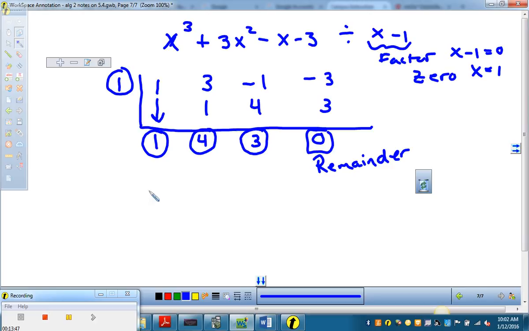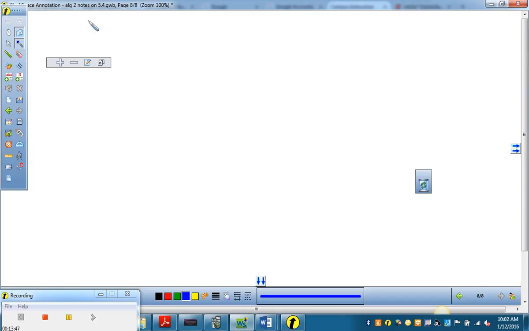And my answer is what? x squared plus 4x plus 3. So if I multiply this times x minus 1, I should get my original polynomial. Okay? Easy enough. Now, one last thing we have to cover. Using synthetic division, there is something called the remainder theorem.